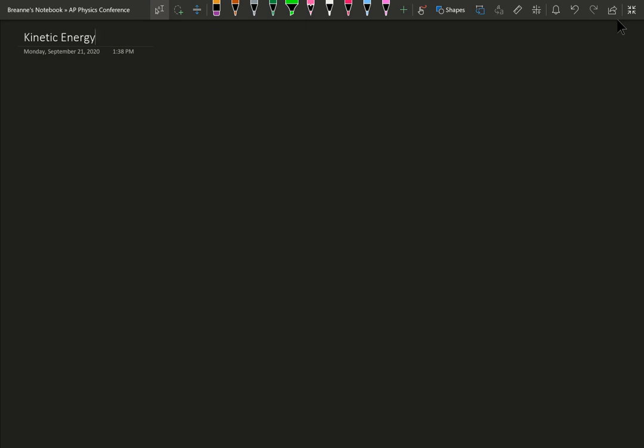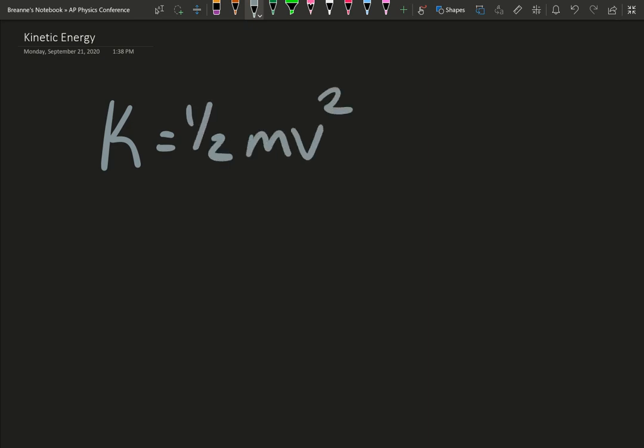There are already videos over work and over potential energy, so it has the elastic and gravitational. This is over kinetic energy. So our kinetic energy equation is 1/2 mv squared. This equation is on our formula chart, so we don't need to memorize it. But what we do need to know is the relationship of all the different variables in this equation.